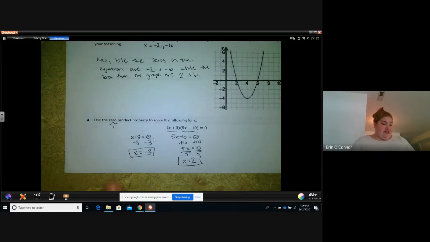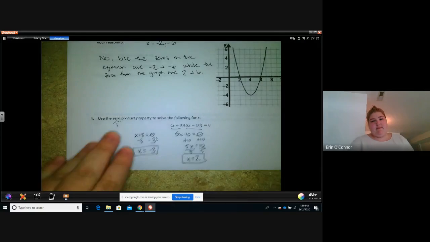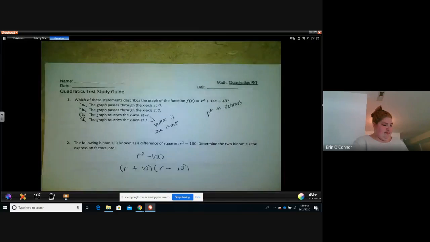Now, if they ask for the sum of these, remember -3 plus 2 is -1. If they ask for the bigger one, that's 2. If they ask for the smaller zero, it's -3. Okay, let's keep going.